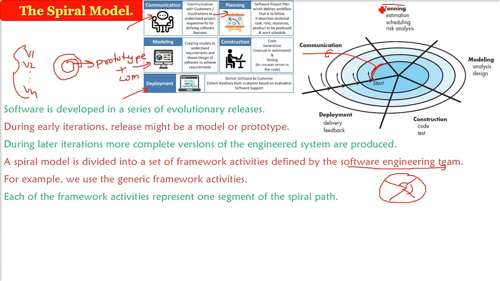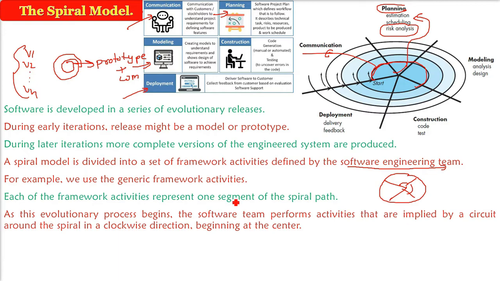Now you are planning. That is what will be your schedule, time, project planning, the development plan, the test plan, and here you are going to use the risk analysis. This is very important. Then you will go to the third segment, modeling, analysis, design. Then you will go to the fourth, construction, and then you are going to deployment. This is the clockwise direction you have to go. You'll start with the center. So the software team is going to perform this activity.